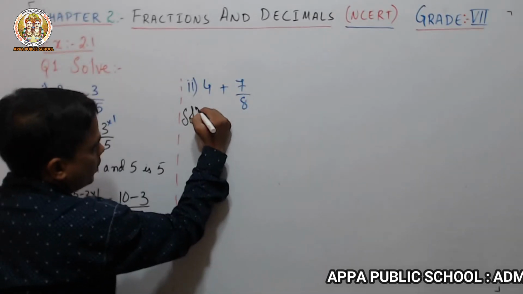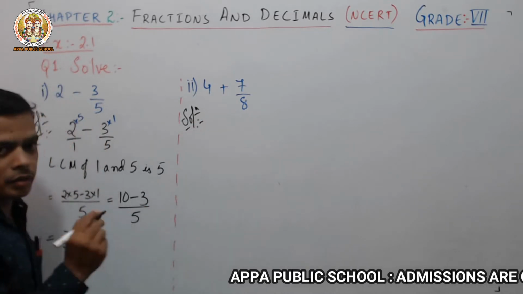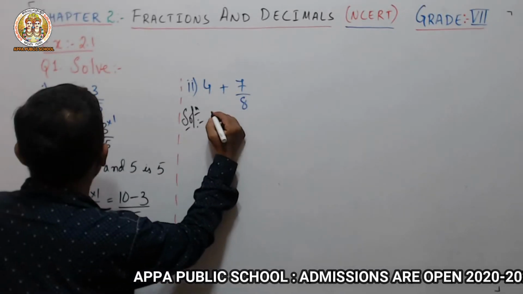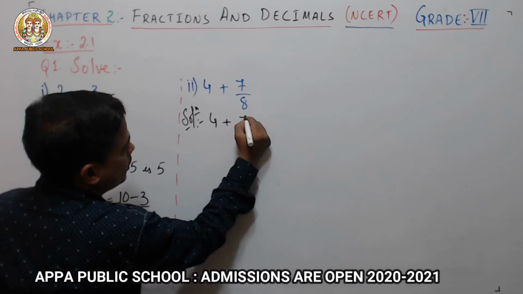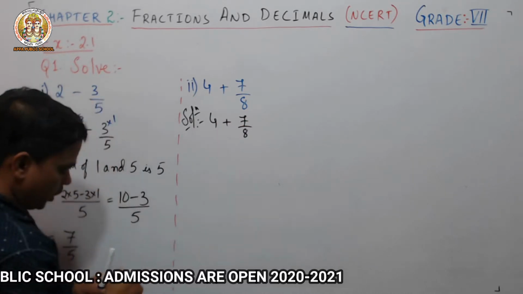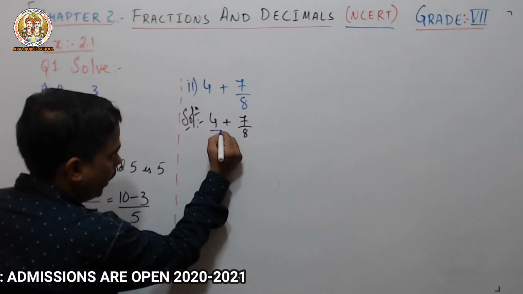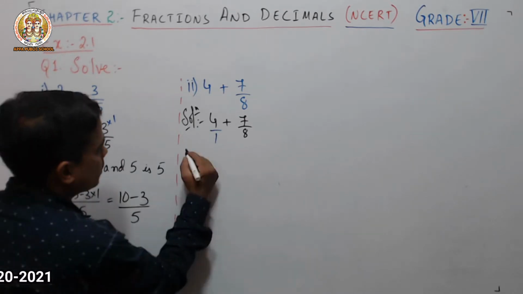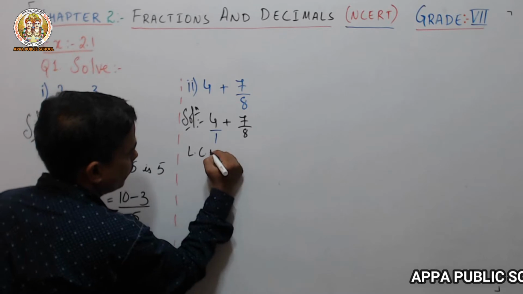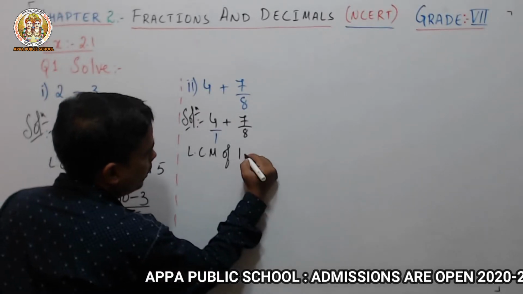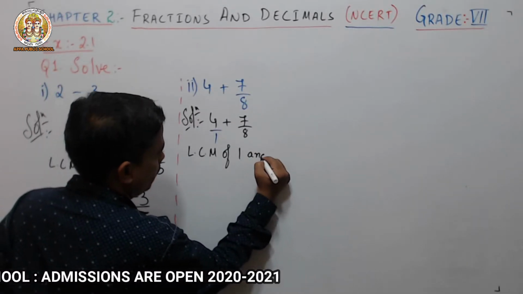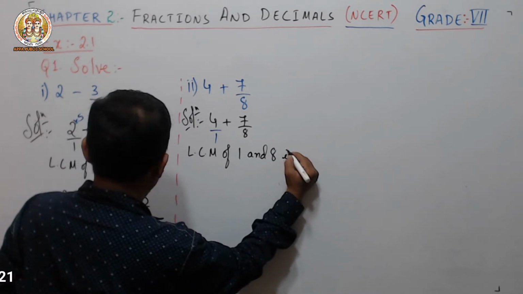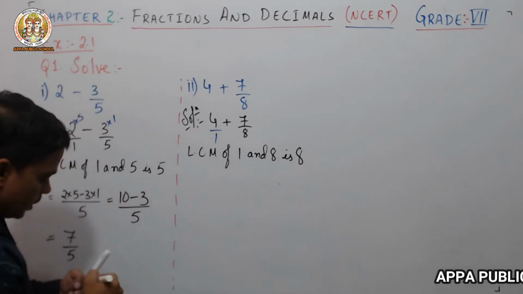In the previous class I said you have to take an LCM only in case of addition and subtraction. So I will write the question once again: 4 plus 7 by 8. Nothing is there in the denominator. I will take it as 1 here, because the value of 4 by 1 is 4 only. Next, LCM of 1 and 8 is 8.